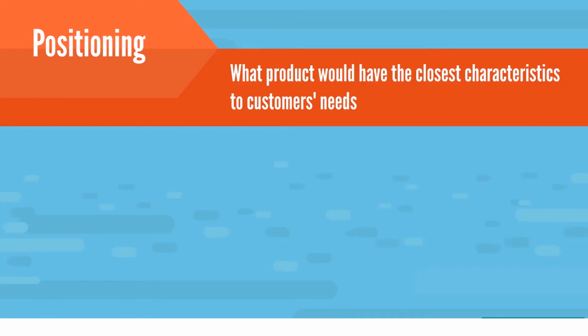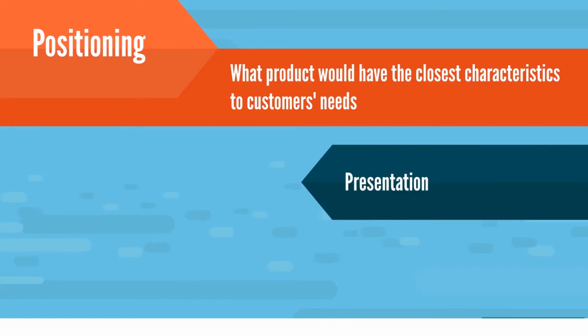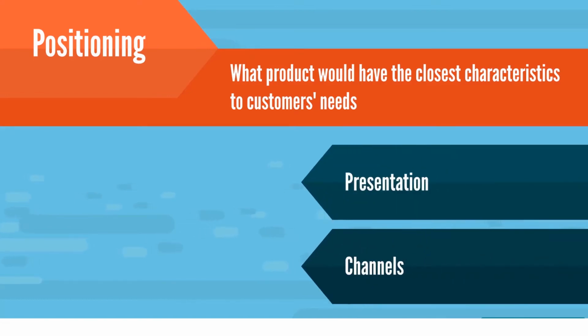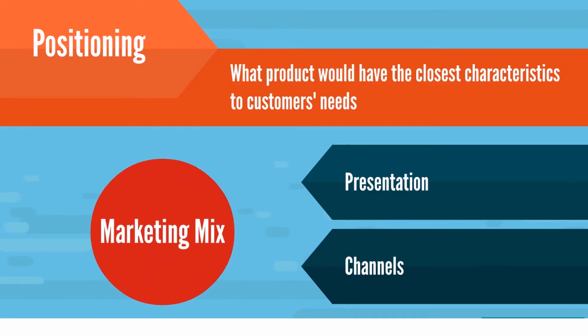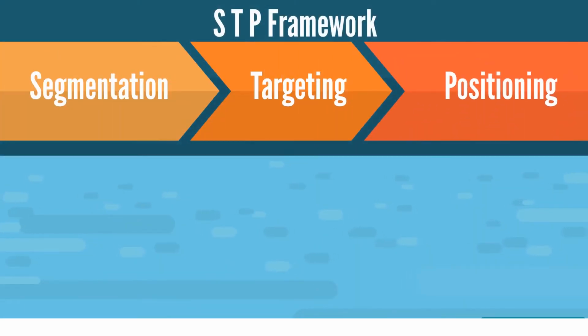But positioning concerns not only the characteristics a product should have, but also how it should be presented to the customers and through what channel. In fact, this process is so important that it has a framework of its own called marketing mix. In this course, we'll learn how to perform the S and P parts of the STP framework.